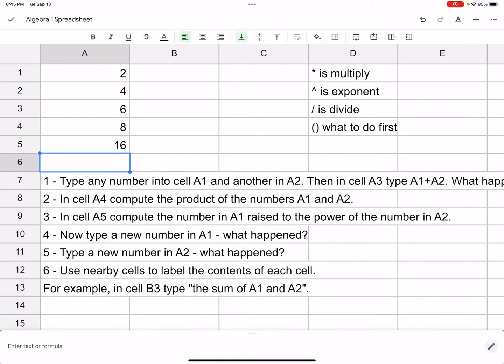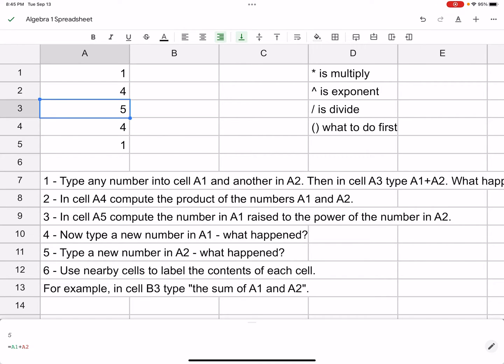And there it is. Okay, now if I type a new number into A1, what's going to happen? Let's say I change this into just a 1. Changes all my values, doesn't it? My sum becomes 5. My product becomes 4 times 1 is 4. And then the next one, for the 1 to the 4th power, is simply 1.